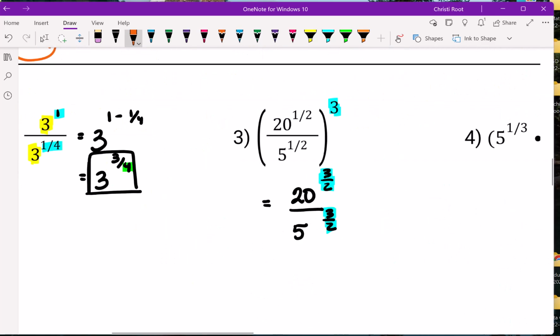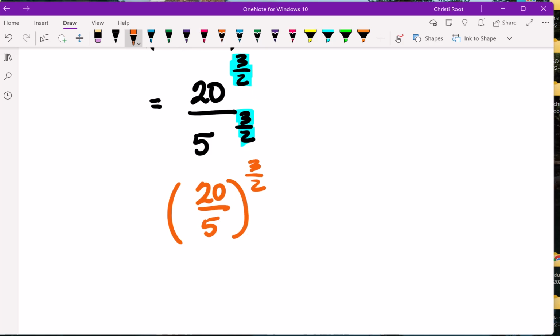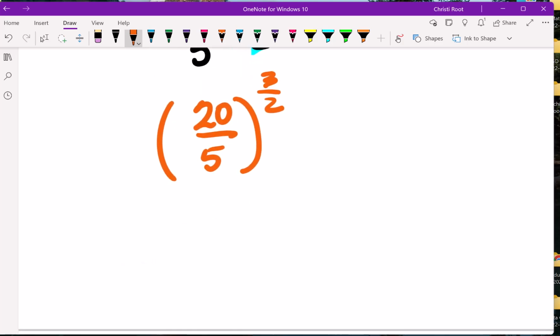So I'm going to do the same thing here. I'm going to write 20 over 5 in parentheses, and then I'm just going to have one exponent for that whole fraction. So you make those rules work for you. So you can go backwards too. So my question is, can you do 20 over 5? Yes, you can. What is 20 over 5? That's 4.